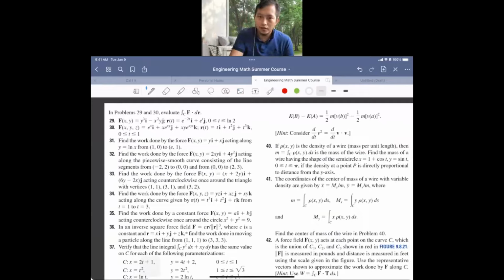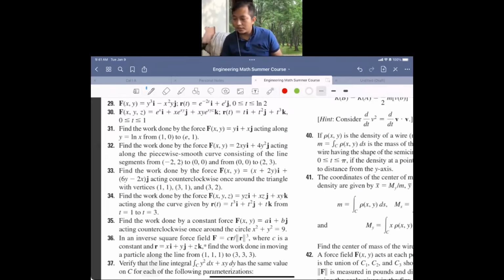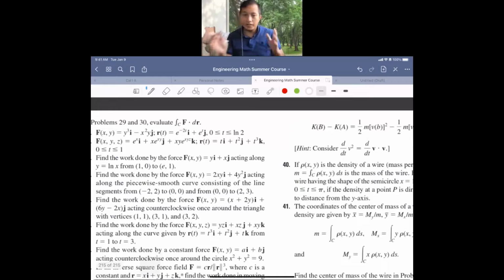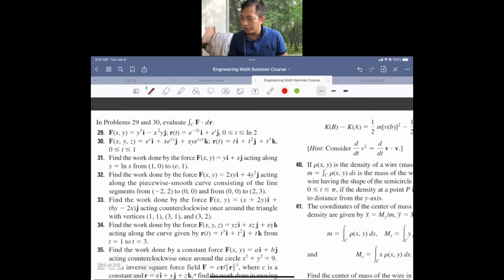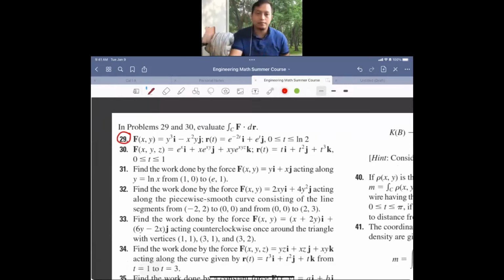Okay, so let's see these several questions. They are related to finding the work done by the force, but it's actually just taking the line integral of F dot dr. That's what it means when the question asks for the work done by the force. It means that work is equal to the line integral of F dot dr. Maybe start with the first two questions, number 29. Let's start with 29.